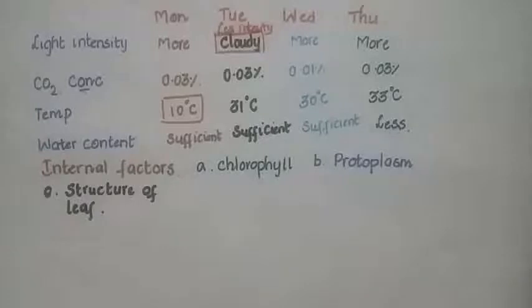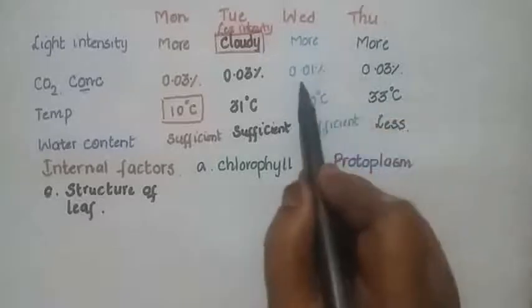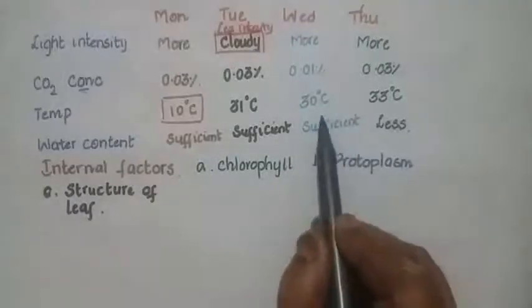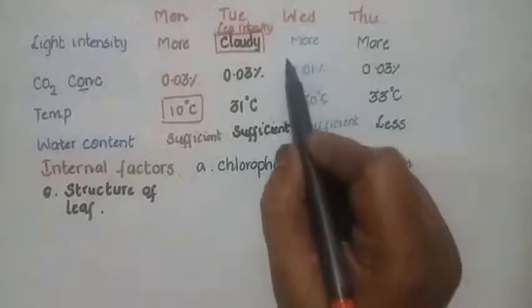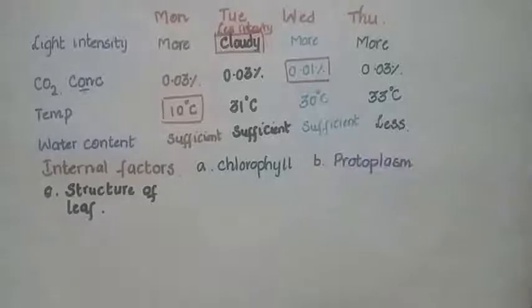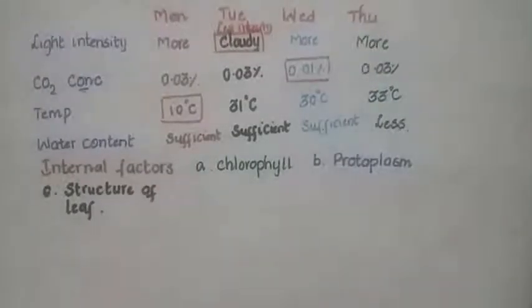Moving on to Wednesday. Again on Wednesday there is a sufficient intensity of sunlight, but look at the amount of carbon dioxide. It is around 0.01%. Temperature is 30 degrees Celsius, a very suitable temperature, and water content is sufficient. But since there is a less concentration of carbon dioxide on Wednesday, again the rate of photosynthesis is affected even on Wednesday. If there is a slight increase on Wednesday with respect to carbon dioxide, of course the rate of photosynthesis will be doubled up, I can say.